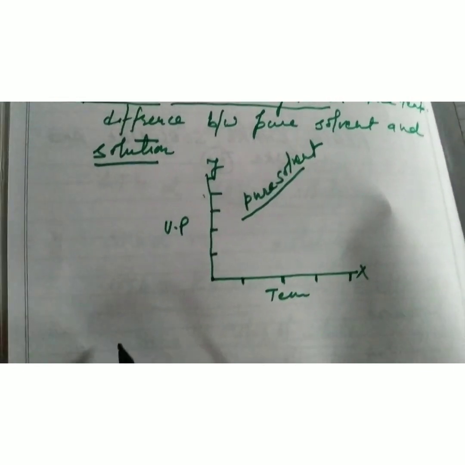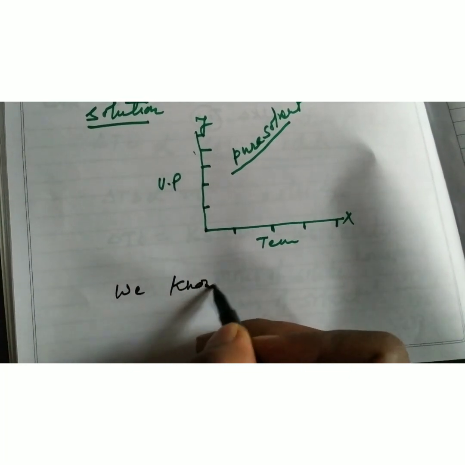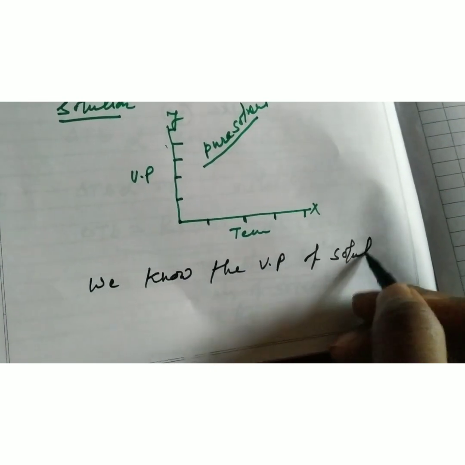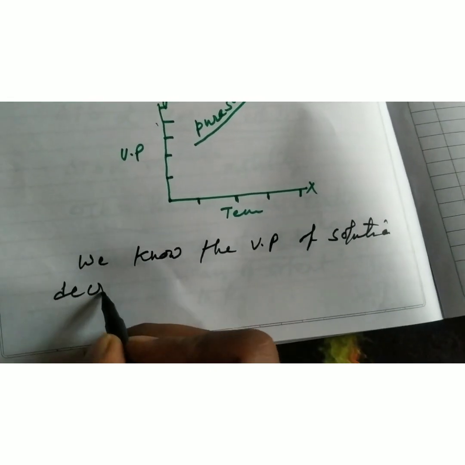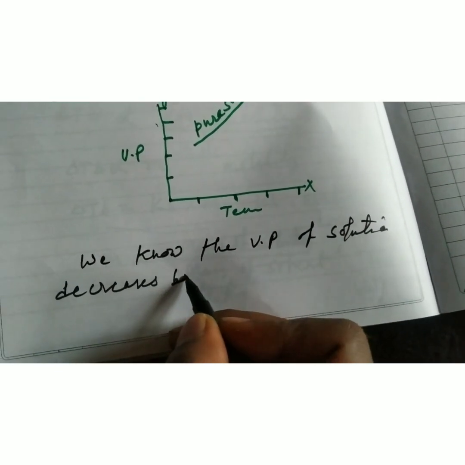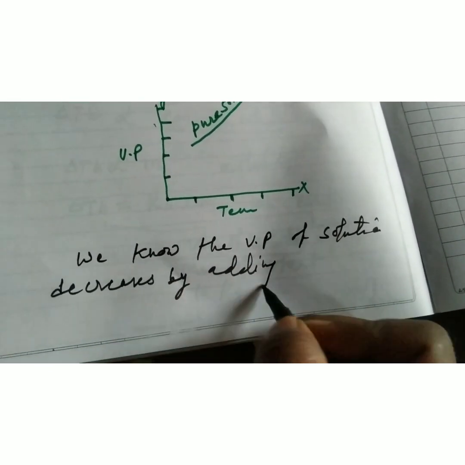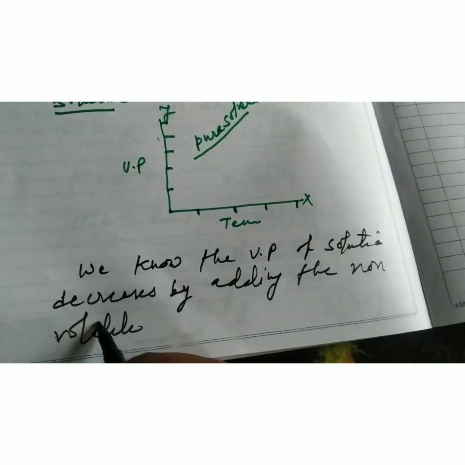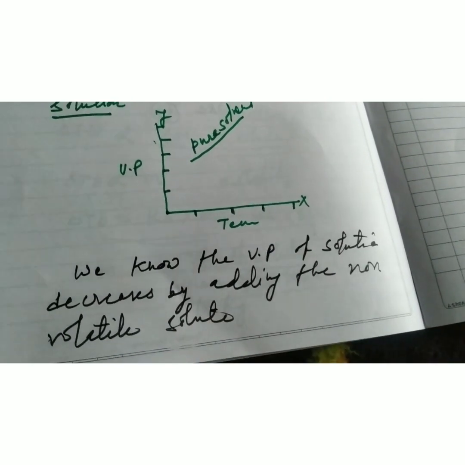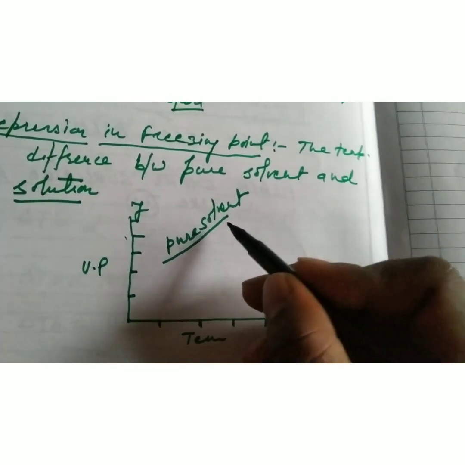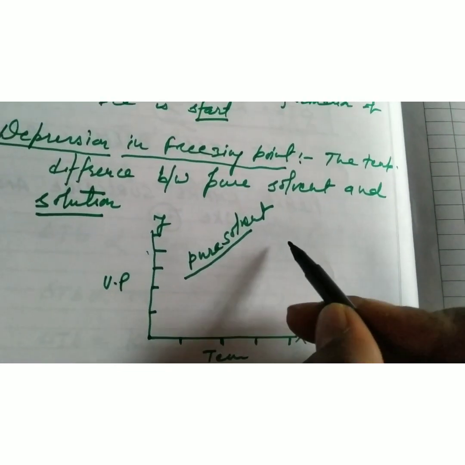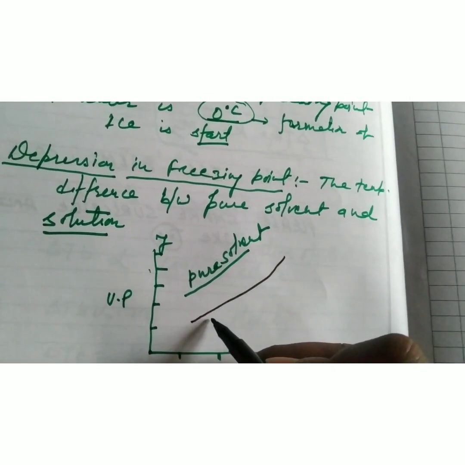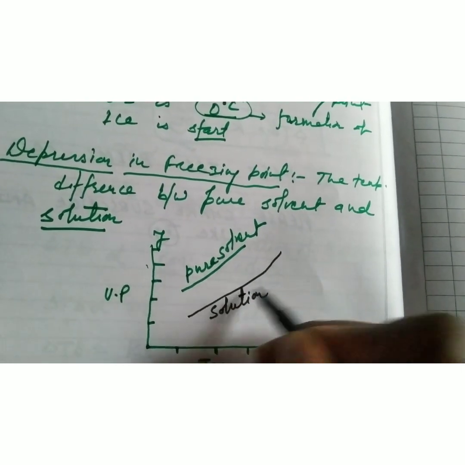We know the vapor pressure of solution decreases by adding a non-volatile solute. So after mixing the non-volatile solute into the pure solvent, the graph obtained is this one. Clear? This is the graph for solution.